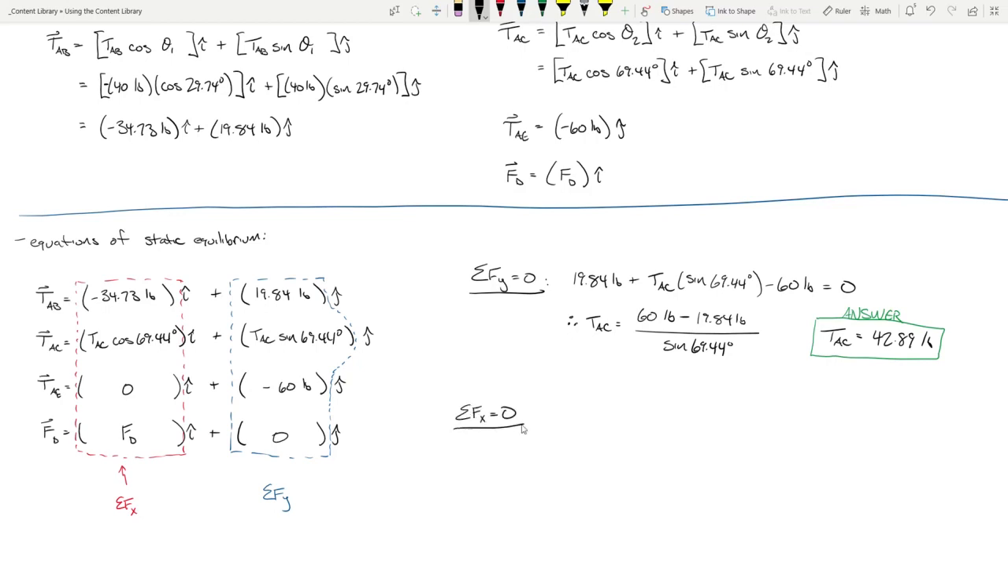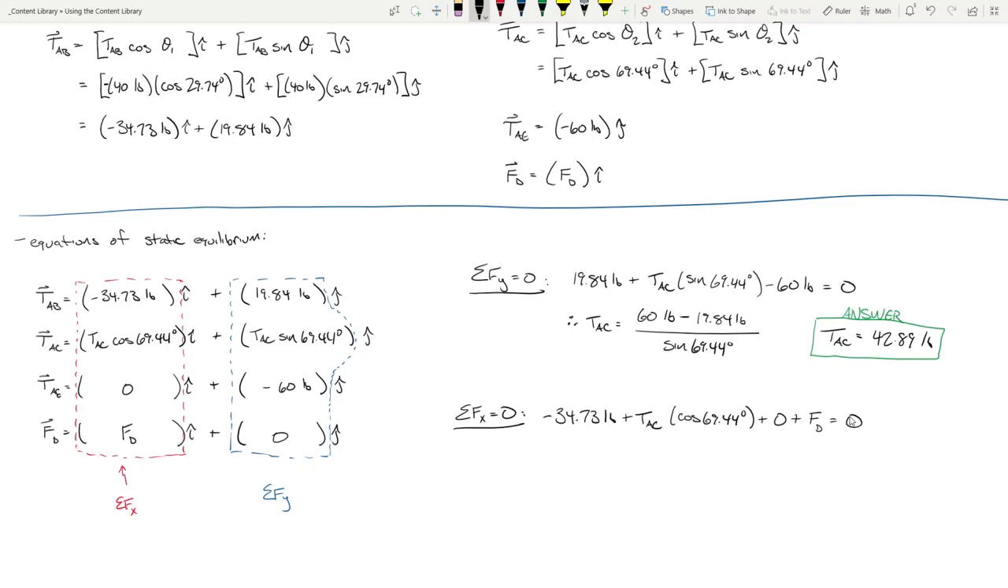Okay, so now if we sum forces in the X direction, I can write this out. I can say negative 34.73 pounds. I don't know about you, but I kind of like putting all the signs inside the parentheses because I think it's easier to just look inside the parentheses and add all the terms up. It reduces mistakes, and I'm all about reducing mistakes. It might be a little bit more pencil strokes, but I think in this instance it's worth it. So here's our expression, but because we did this one second, we now know what TAC is. We have that right here.